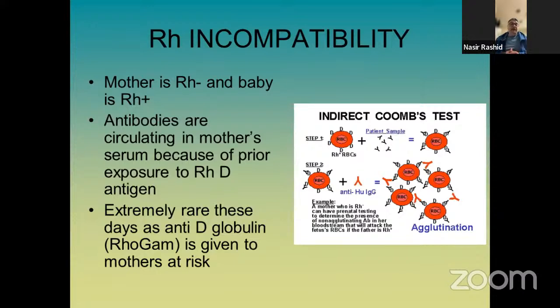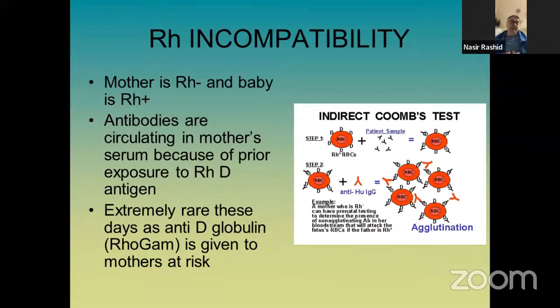So we don't deal with Rh incompatibility much in this part of the world, because any mom who is Rh negative and has an antibody load always gets RhoGAM. I don't know what the situation is in Pakistan in terms of antenatal care, how many moms get RhoGAM, but in a rural or non-urban setup, you have to think about it as one of the probabilities.